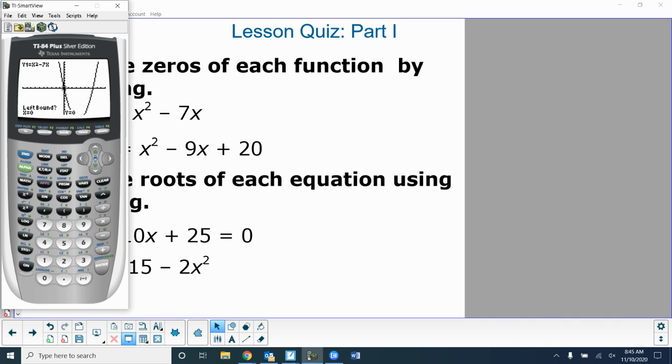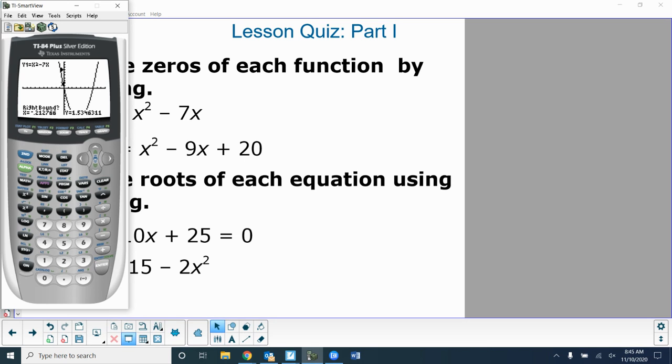All right? And when it says left bound, it wants you to be left of the point you're looking for. Okay? So I've got to make sure I'm left. Right now, I'm right on it. So to go left, I've got to go up a little bit. So I hit my left arrow key and then it goes up. So I'm left of the point. So you can hit enter.